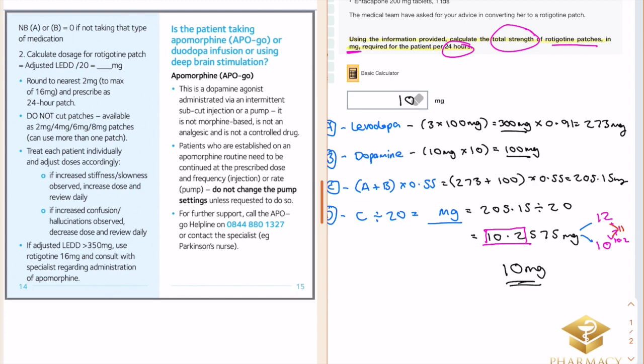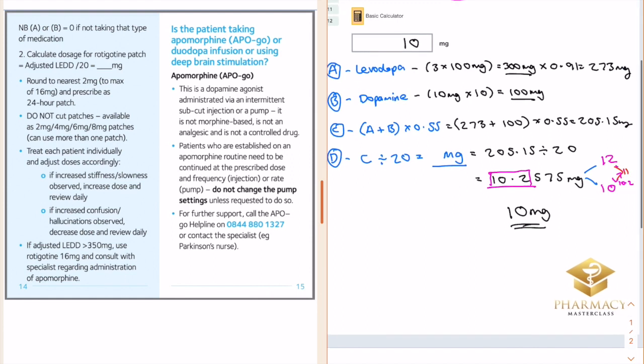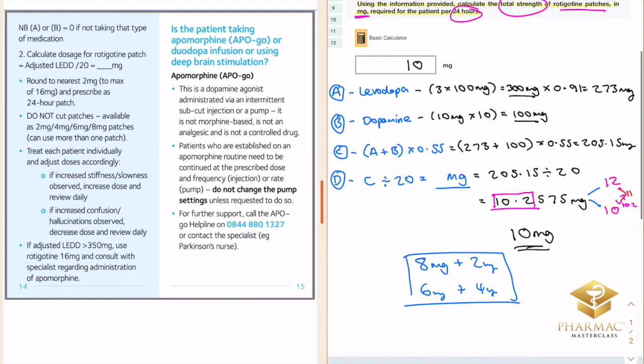Now, in reality, obviously in a community pharmacy setting, you would then have to supply this patient with 10 milligrams. The clinical practitioner prescribing would decide whether to prescribe an 8 milligram patch and a 2 milligram patch, or a 6 milligram patch and a 4 milligram patch. That would be their clinical decision when prescribing. But for the sake of the exam calculation here, you're interested in the total amount of Rotigotine they're taking in 24 hours.